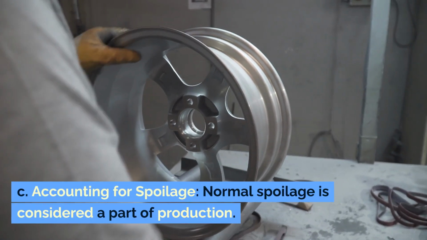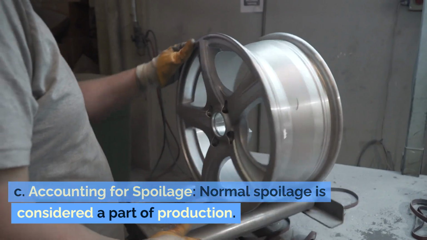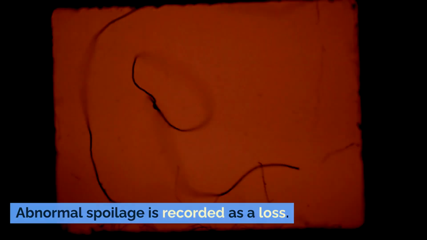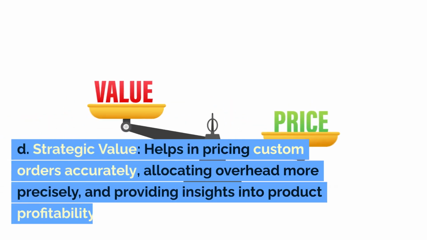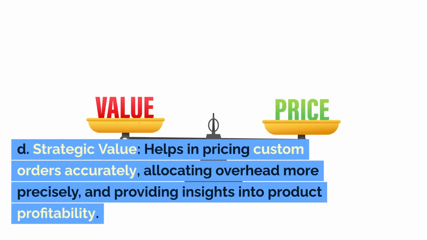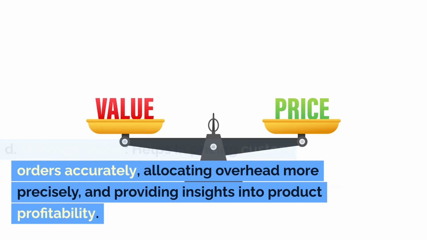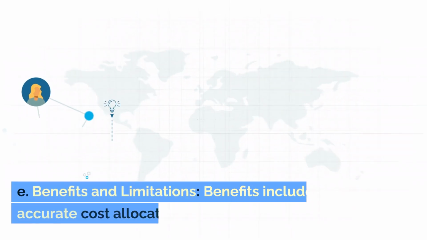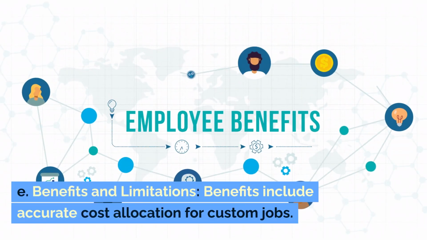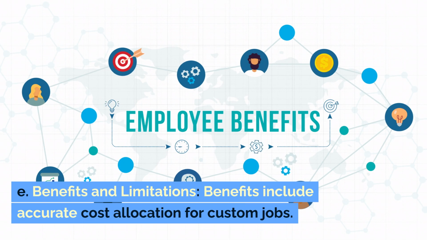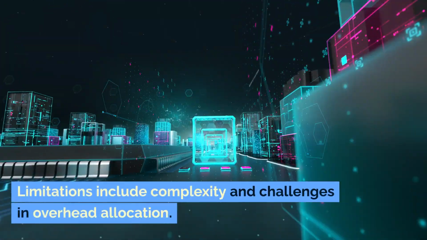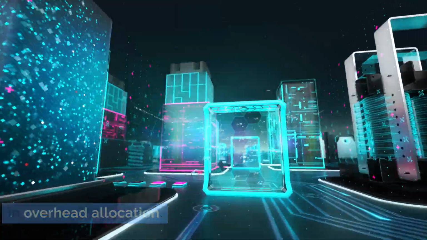c. Accounting for spoilage. Normal spoilage is considered a part of production. Abnormal spoilage is recorded as a loss. d. Strategic value. Helps in pricing custom orders accurately, allocating overhead more precisely, and providing insights into product profitability. e. Benefits and limitations. Benefits include accurate cost allocation for custom jobs. Limitations include complexity and challenges in overhead allocation.